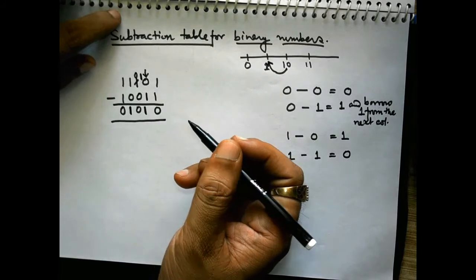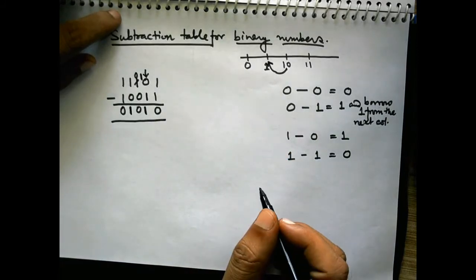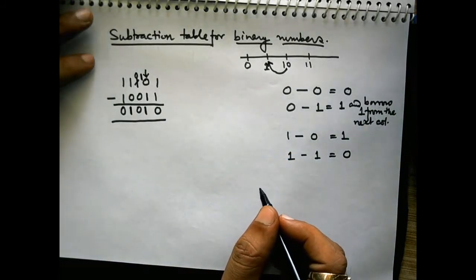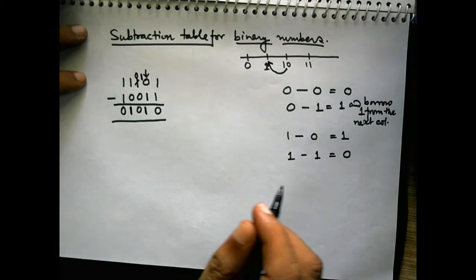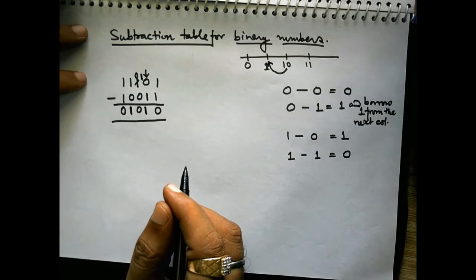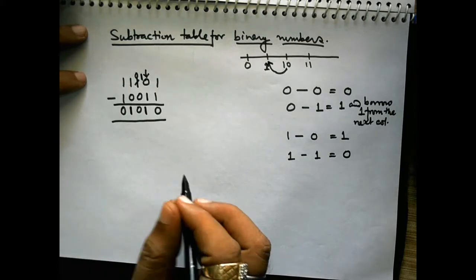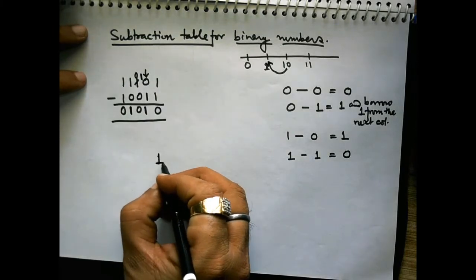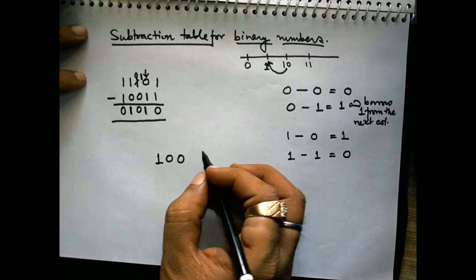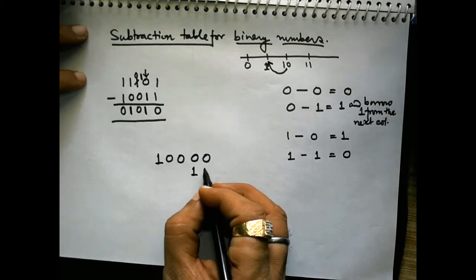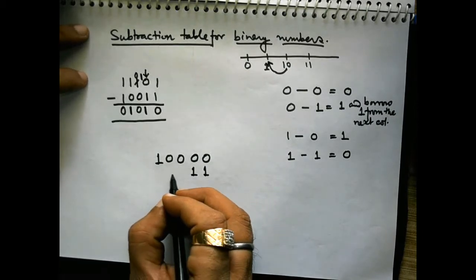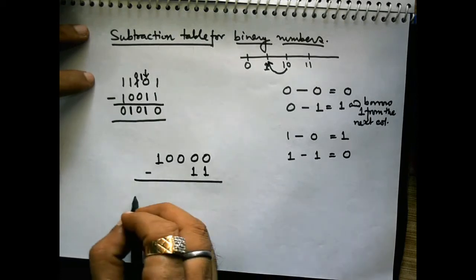Now let us take another example, because subtraction is quite complicated in binary. Not that complicated, but we are not used to doing subtraction in binary or any other number system except decimal. That's why prima facie it seems difficult. But if we follow the rules, nothing is difficult. So let us perform this subtraction.